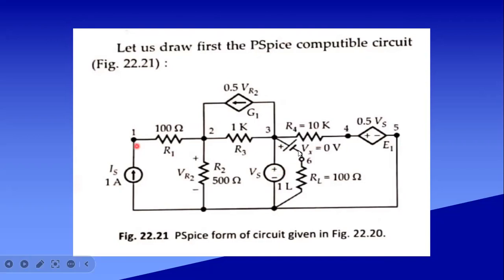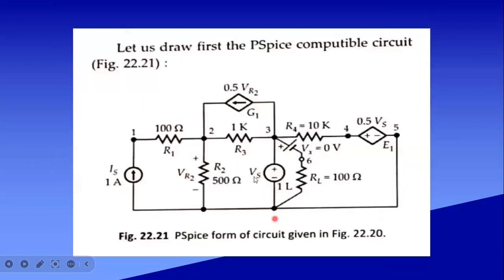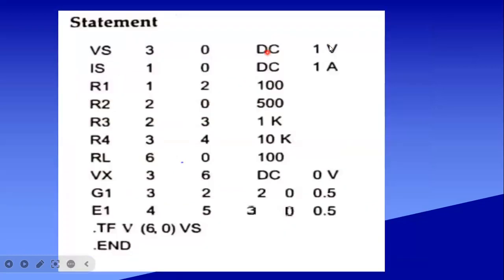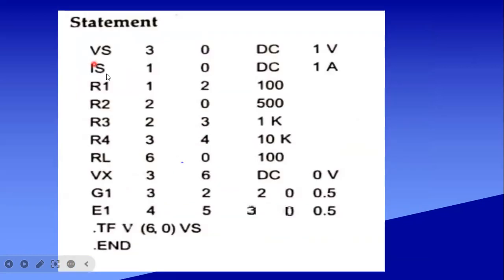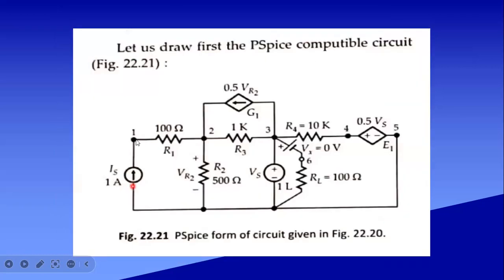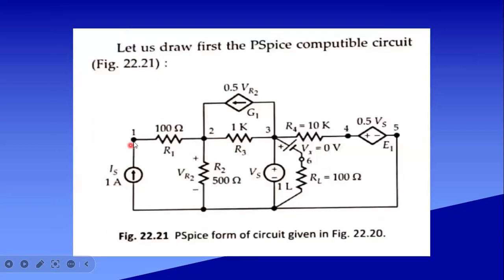Okay. Then how to write the program? First, Vs is connected between 3 and 0, DC 1 volts, like this. Vs 3 0 DC 1 volts. Then Vs is over. Then coming to the Is source. Is is connected between 1 and 0, Is 1 0 DC 1 amps.